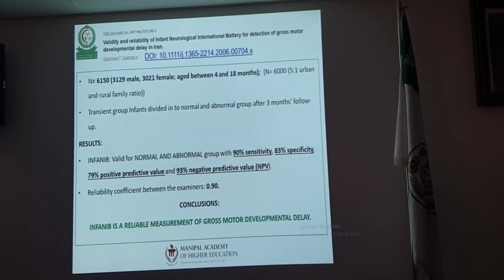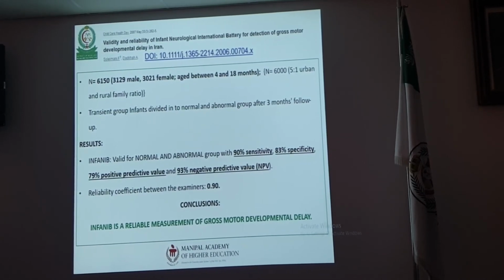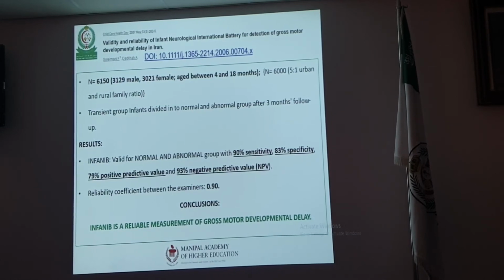Another study looked at validity and reliability in detecting gross motor dysfunction. It was done in Iran and published in the Child and Healthcare Journal, so it is a good journal. The beauty is that they analyzed 6150 children as the sample size. Out of that, 3,000 plus were female and 3,000 plus were male, and the age range was 4 to 8 months. Between urban and rural, a 5:1 ratio was there.